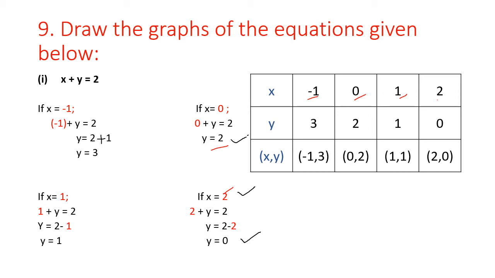Like for example, the first point we get is -1 comma 3. I have written -1 comma 3 in the form of a bracket, which indicates this is 1 point. Then I have also written 0 comma 2 here. Then 1 comma 1, and 2 comma 0. In this way we write down all the values. So these are the 4 points which I am going to plot on my graph: -1 comma 3, 0 comma 2, 1 comma 1 and 2 comma 0.